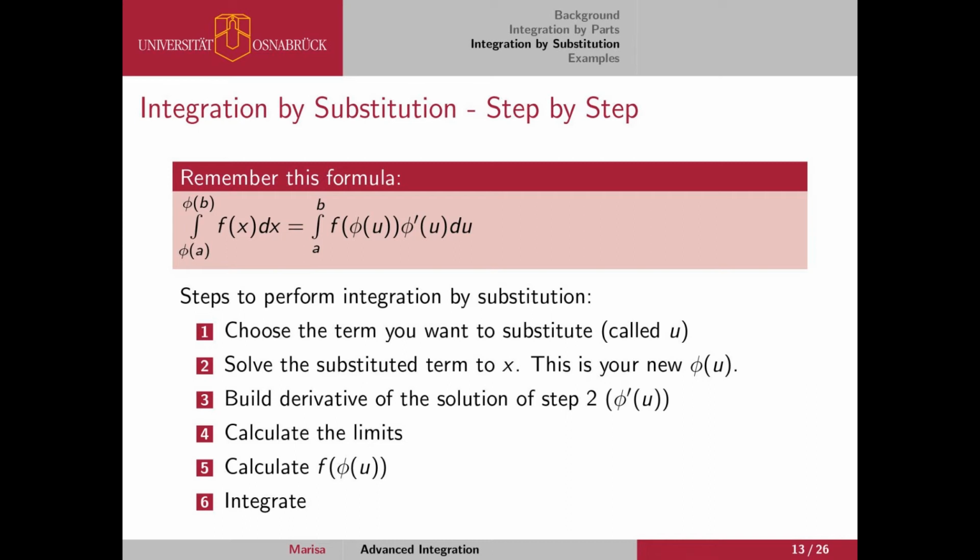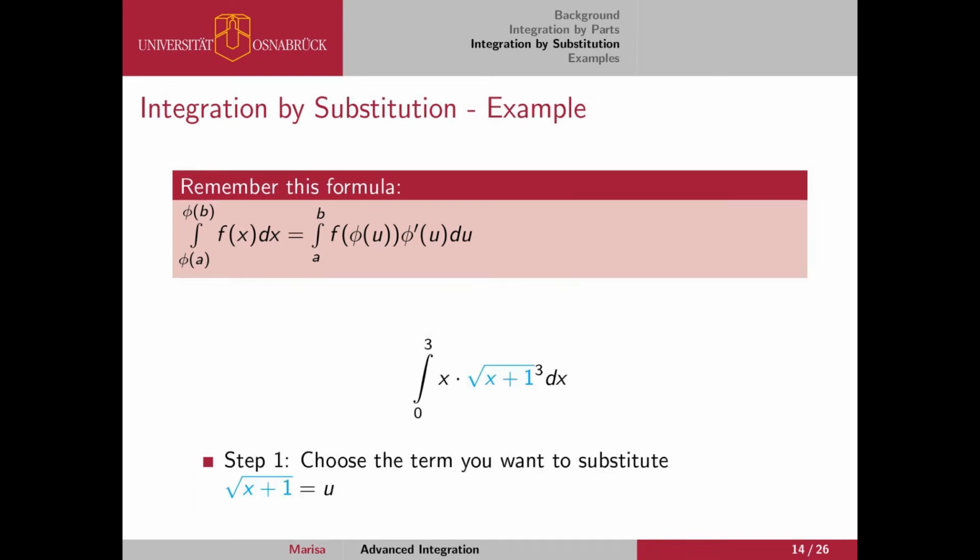So now let us take a look at an example and go through all the steps together to really understand what we have to do. Let's imagine the following task. Calculating the integral from 0 to 3 of x times the square root of x plus 1 to the power of 3 dx. Usually, we would want to build the antiderivative of this now, but this is not so easy. The square root is really disturbing here, which is why we want to get rid of it. And this is precisely what step 1 is all about.